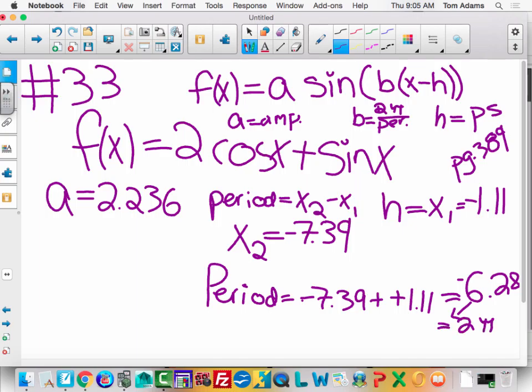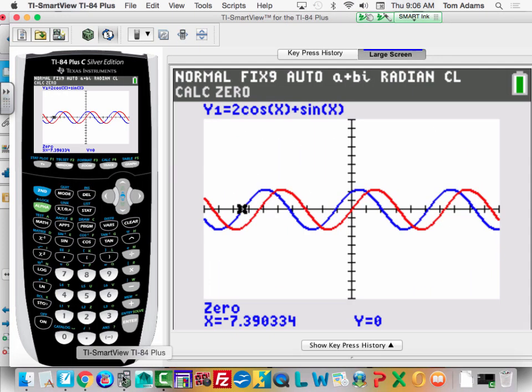Now, we went through all that work, and I could see where it gets confusing, but why do we need the period? We need it because we've got to find out what b is. So b is 2 pi divided by the period. So what's b? b is equal to 2 pi divided by 2 pi, which is just 1. All right, whew, that was a lot of work.